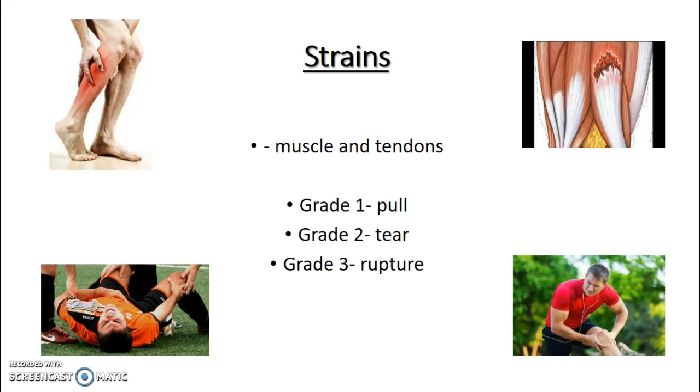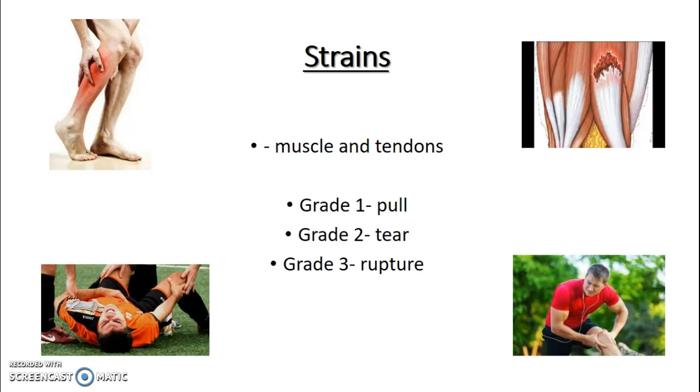Next one is a tear. So this is a slightly worse one. This could be where the muscle can't be used. It's still got a higher range of movement, but there's a lot of pain, redness. It normally happens inside, so you can't really see what's going on. But it's not able to be used, and you'd have to stop what sport you're doing.